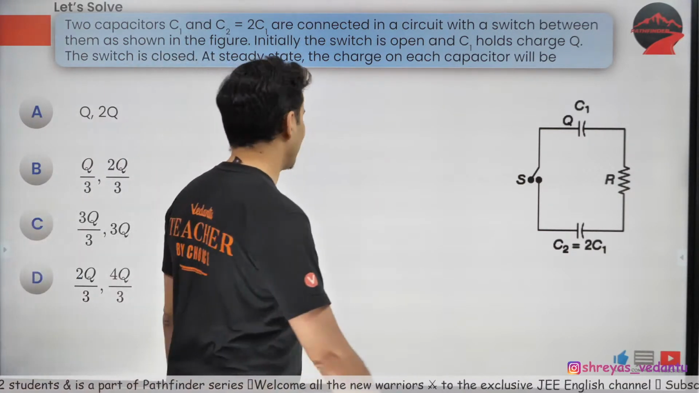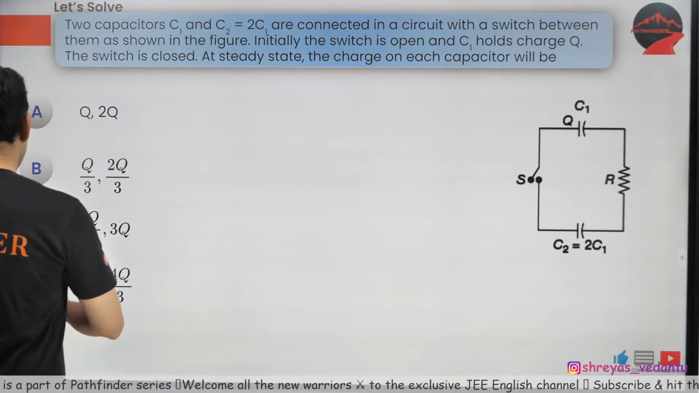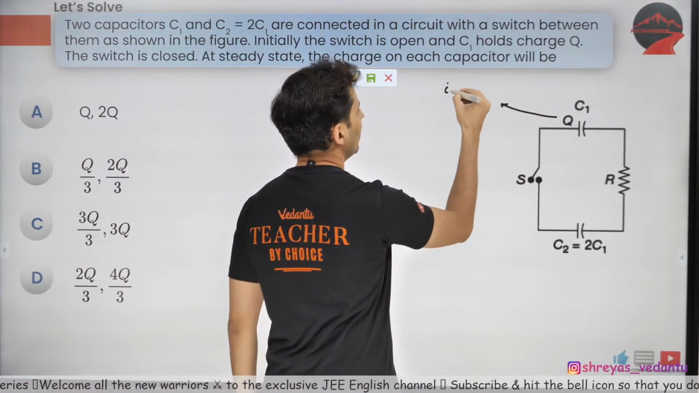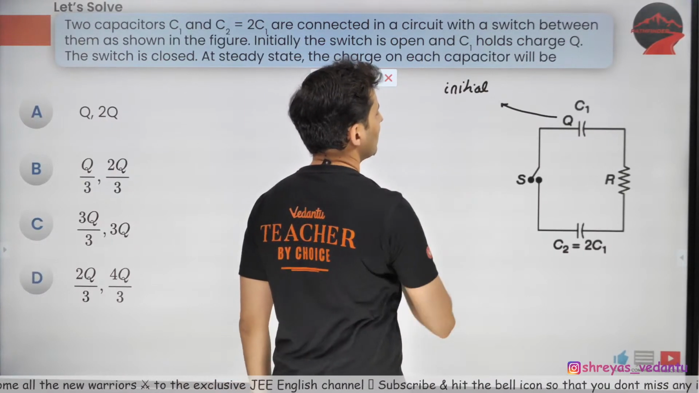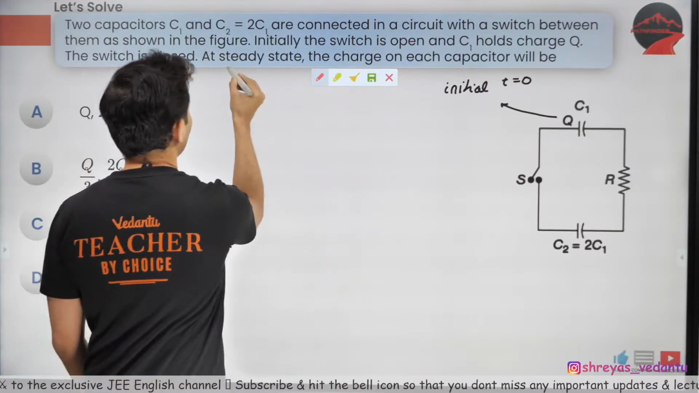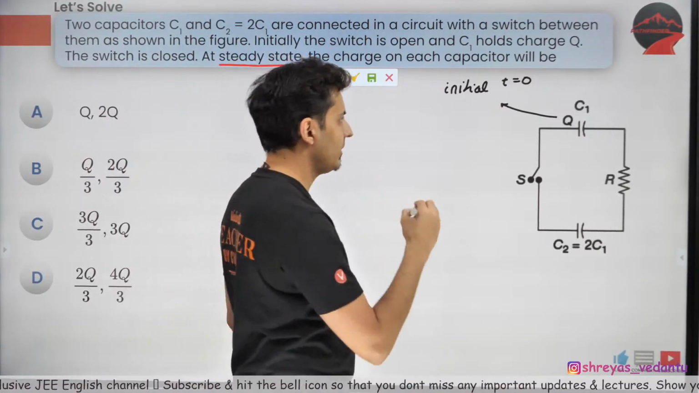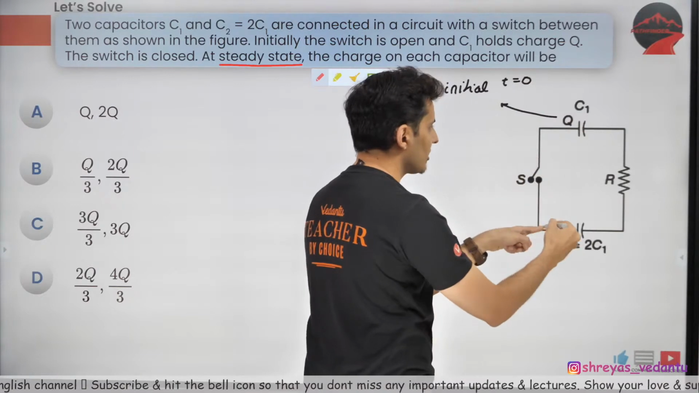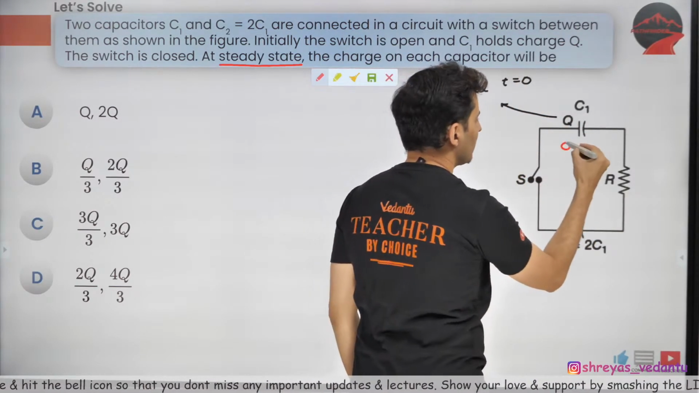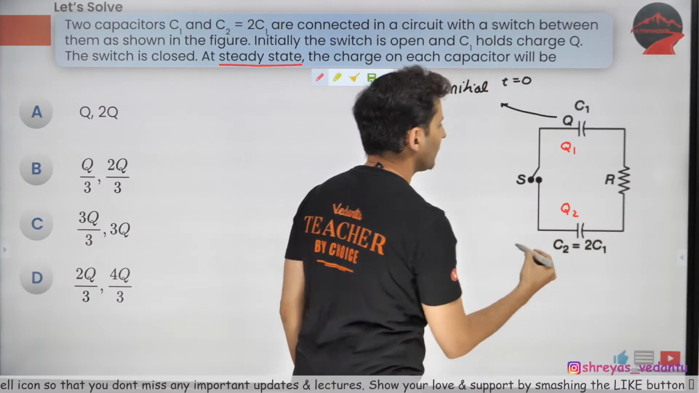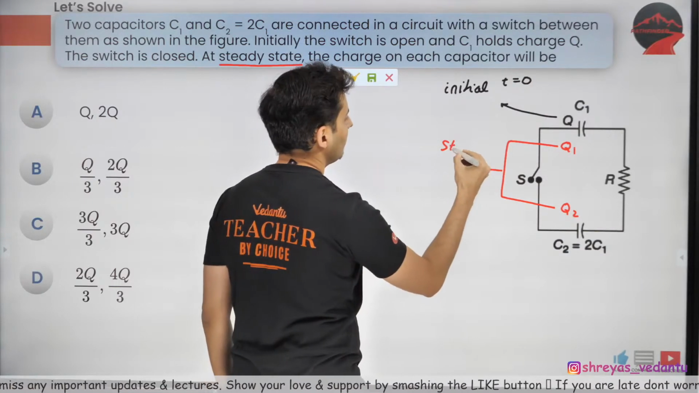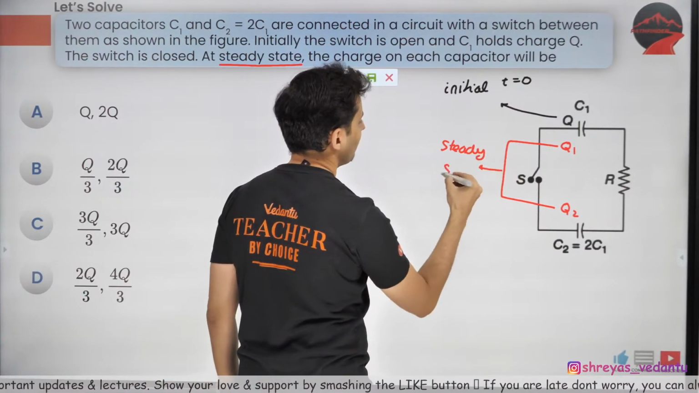Welcome, Sanjay. All right, let's try and solve this. Okay, so this was the initial one. This was the initial state, that is basically t is equal to 0. Eventually, at the steady state, what will happen is this charge will get distributed. Some charge will be here and some charge will be here. Let's say this is Q1, this is Q2. These two charges are at basically the steady state.